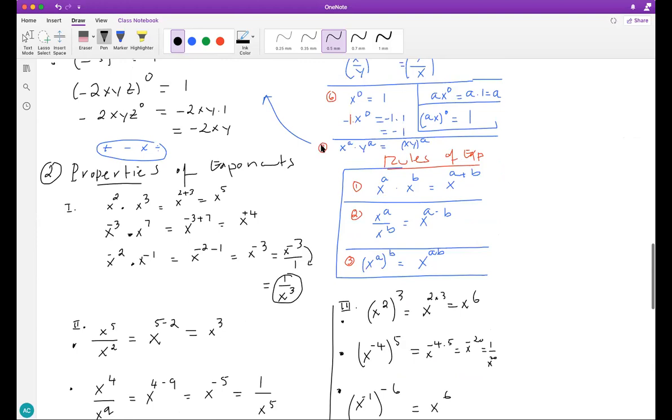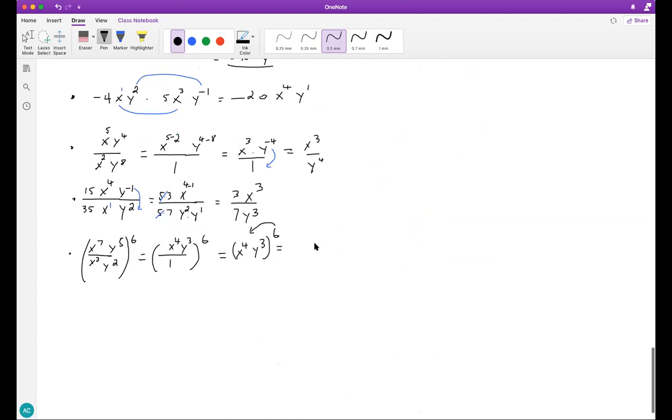So we're going to use 7 first to split them, then we're going to use number 3 to multiply the powers. So it'll be x to the 4th to the 6th. Basically, we're just splitting them. And then y to the 3rd to the 6th.